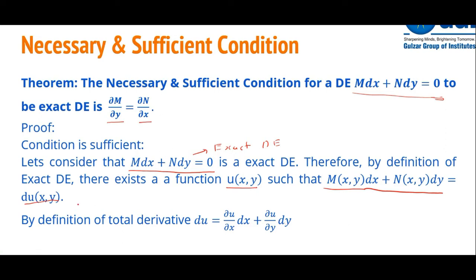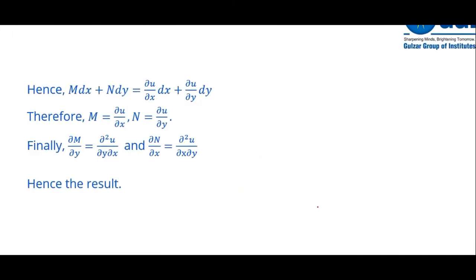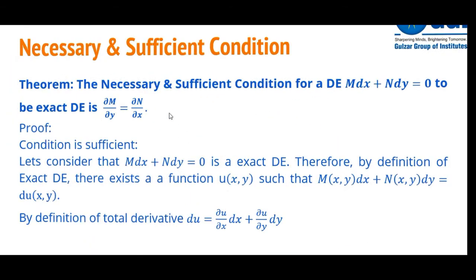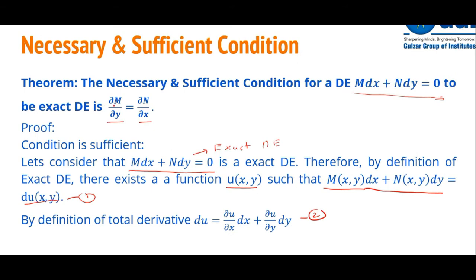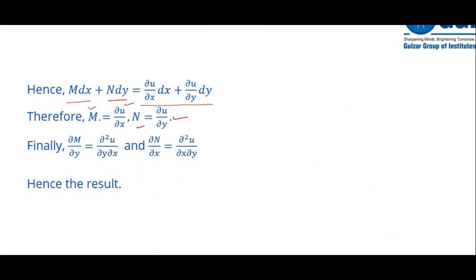So if we compare equation number 1 and equation number 2, we can rewrite this as M dx plus N dy is equal to ∂u/∂x dx plus ∂u/∂y dy. Now if we compare the coefficients, we will find that M is equal to ∂u/∂x and N is equal to ∂u/∂y. Now what do we want to prove? We want to prove that ∂M/∂y is equal to ∂N/∂x.